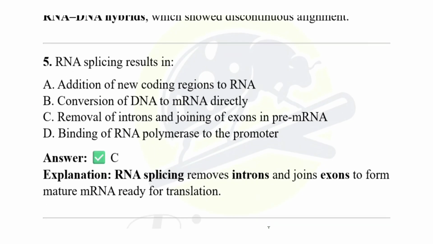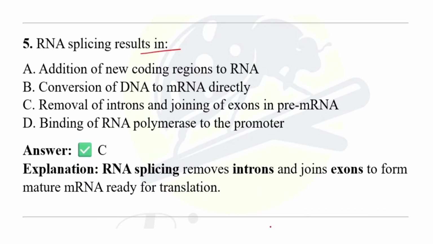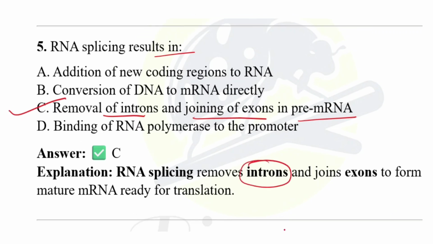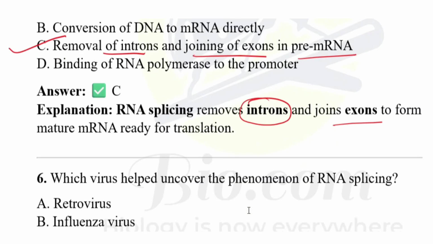Now next question. RNA splicing results in what? Just now we have read that it is for removing the non-coding RNA and joining the exons, which are the coding regions. So removal of introns and joining of exons in the pre-mRNA is known as RNA splicing. RNA splicing removes the non-coding sequence, that is intron, and joins the exons to form mature mRNA, which will be ready for translation, that is protein synthesis.